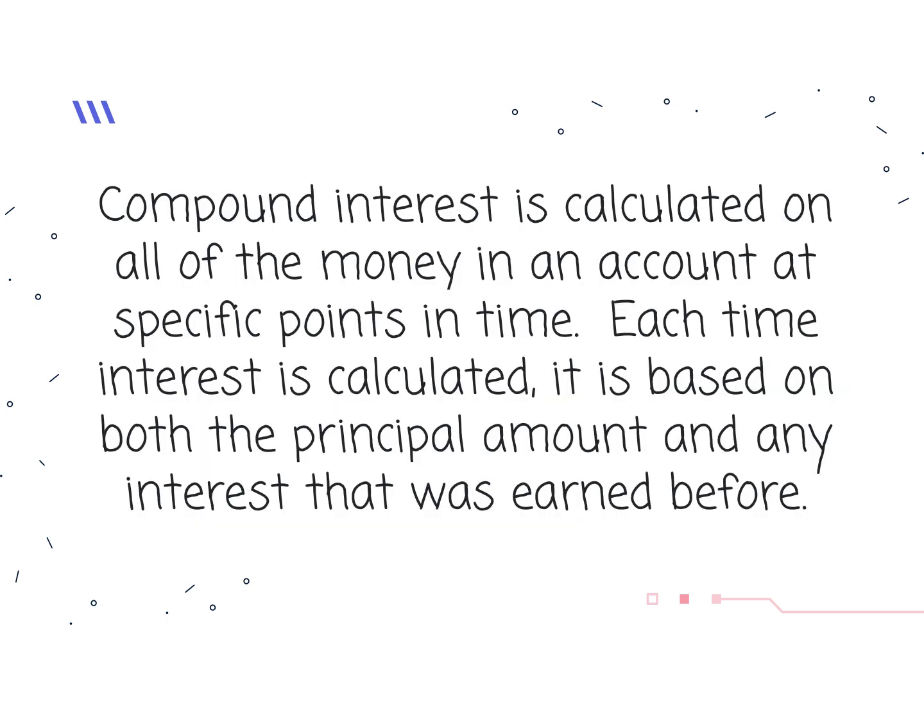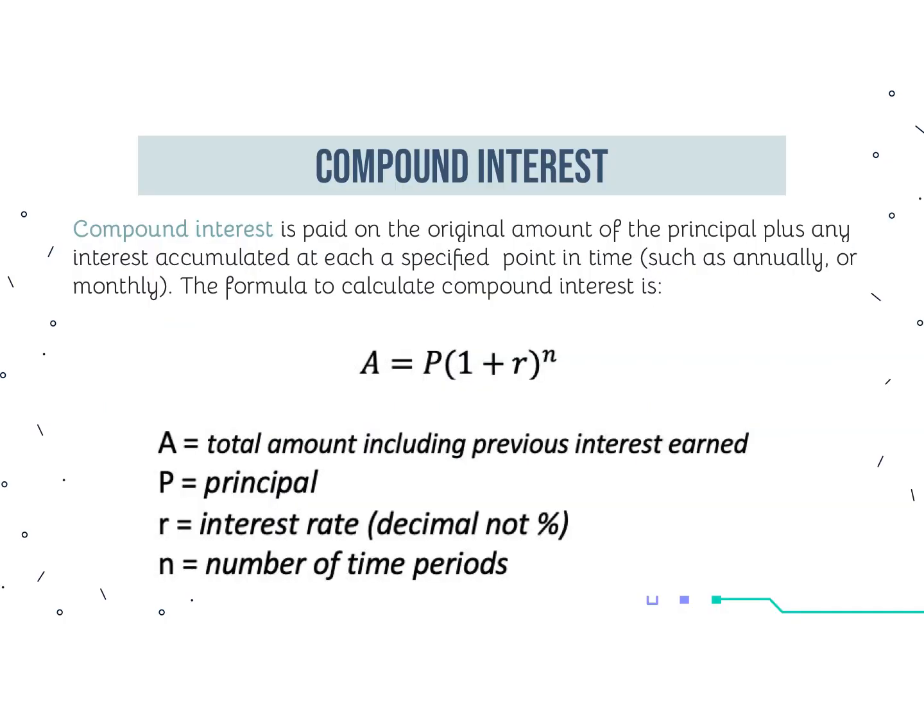So again, just to restate, compound interest is calculated on all of the money in the account at specific points in time, completely different than simple interest. Each time the interest would be calculated, it's based on both the principal amount and any interest earned. So that's different than what we learned yesterday. Here is the formula. It's right here.